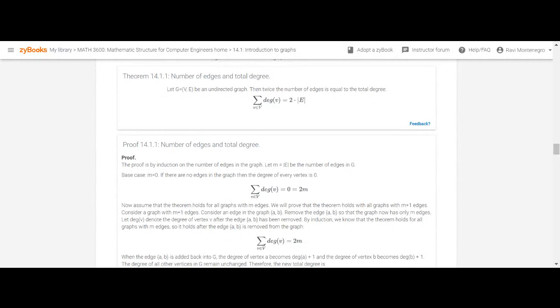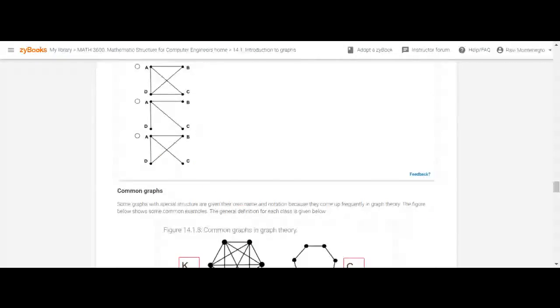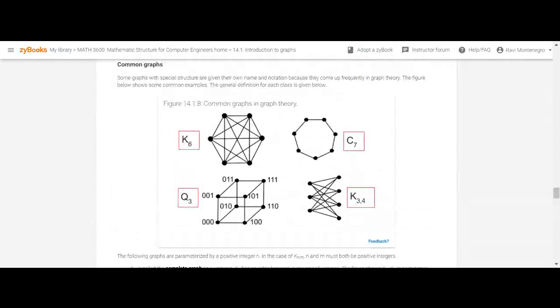So before I get to this theorem, I'm going to jump ahead to some common graphs. So we've seen the definition, we've seen what a graph is, and now let's look at some common examples. So a common type of graph is a cycle. A cycle means the points go in a circle. So looking at figure 14.18, on the right-hand side, you have a cycle, and that cycle has 7 points. So we call this a cycle of length 7.